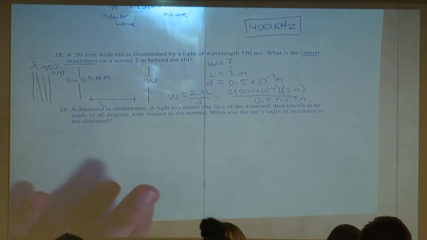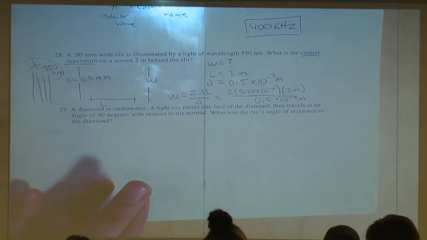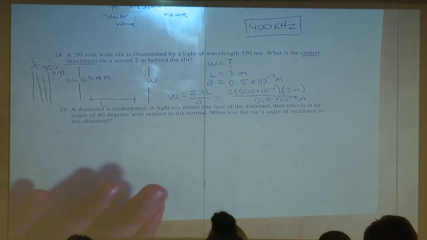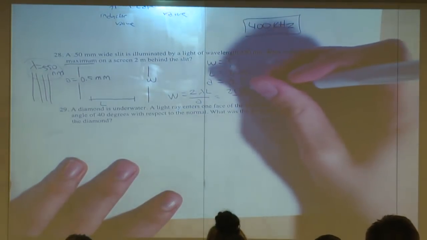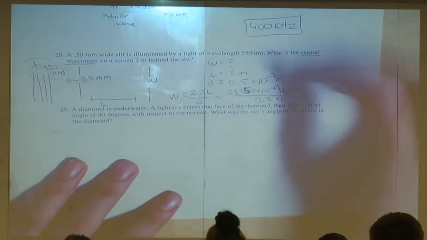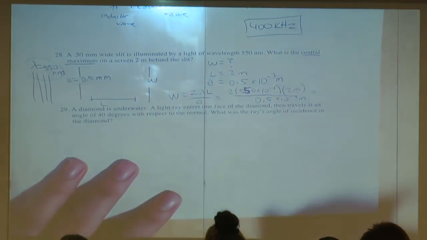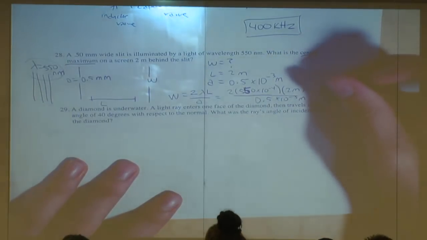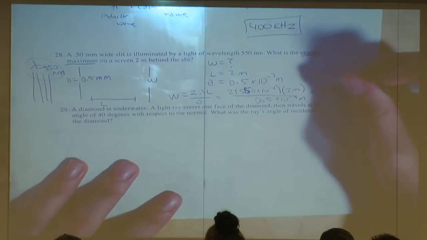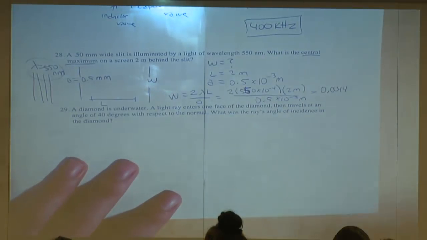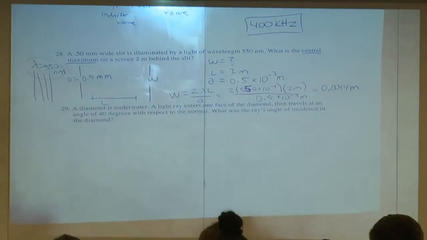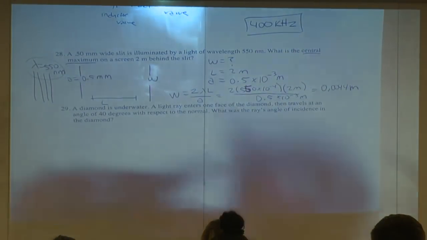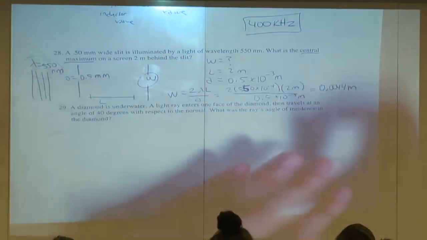Oh, sorry. Yes, my bad, 550. I don't know why I wrote 500. Okay, so that's 550. Thank you. So you will get 0.0044 meters, and I did do it right in here, luckily. So 0.0044 meters. That's how big the central maximum is, this right here, that's how big that bright fringe will be.